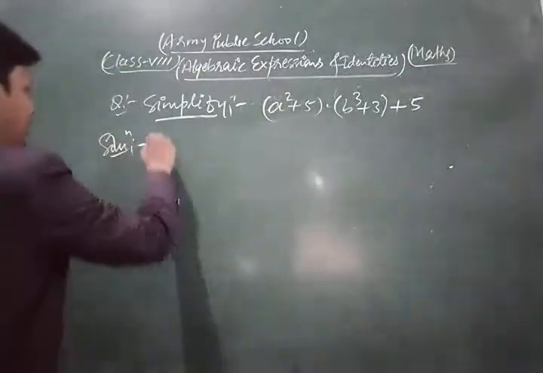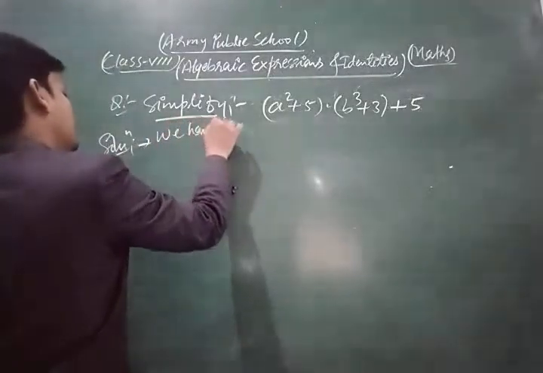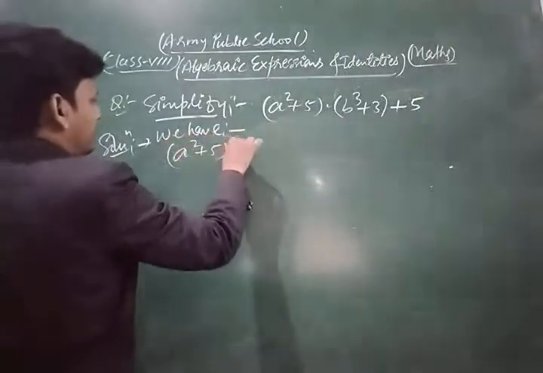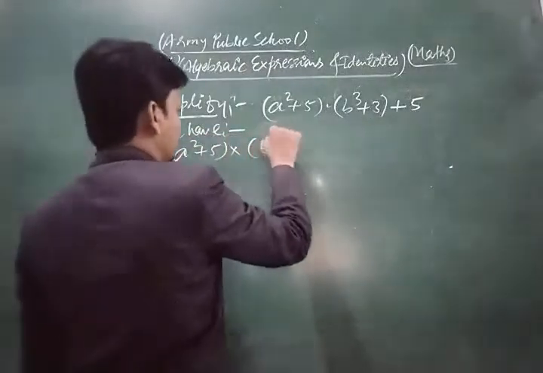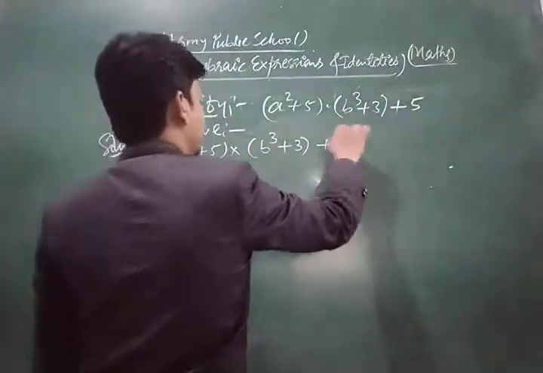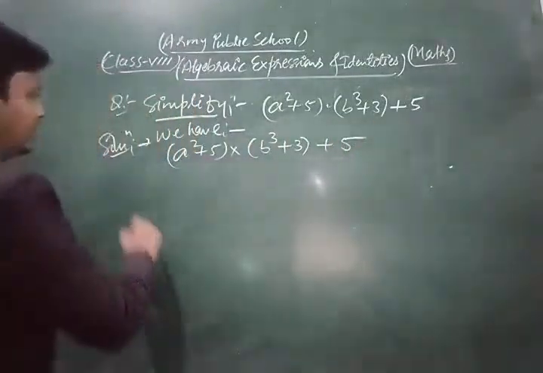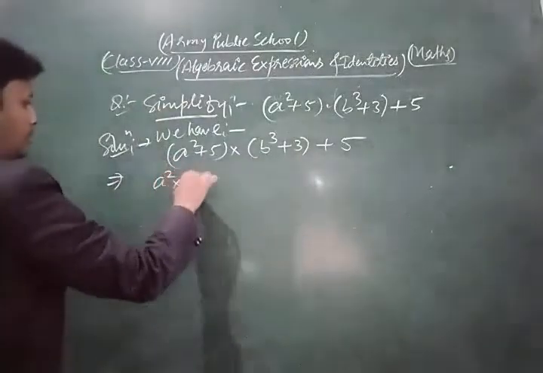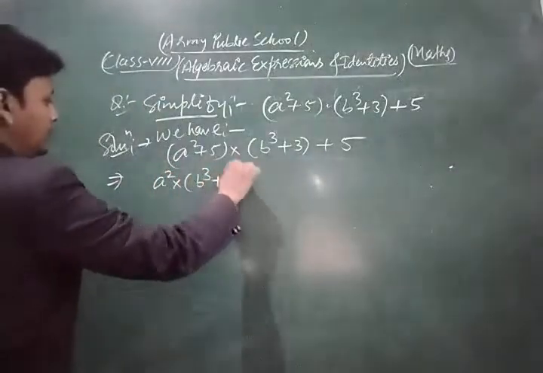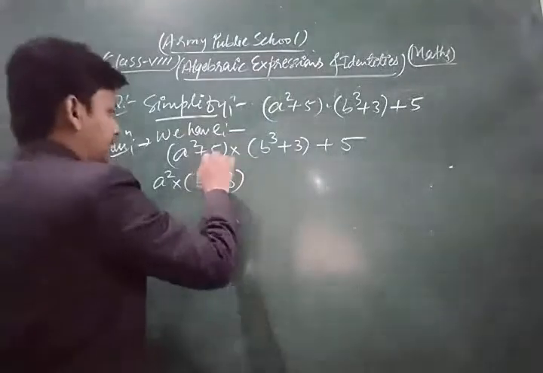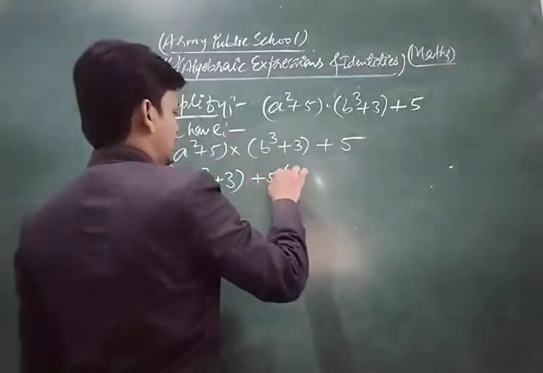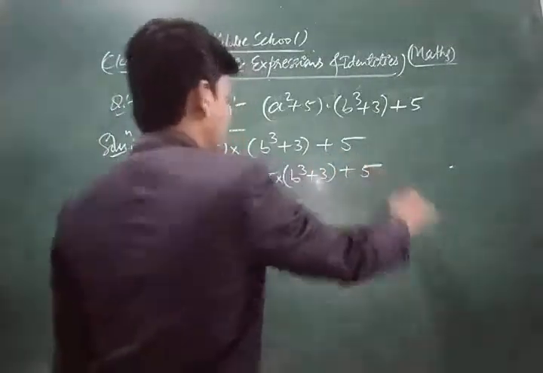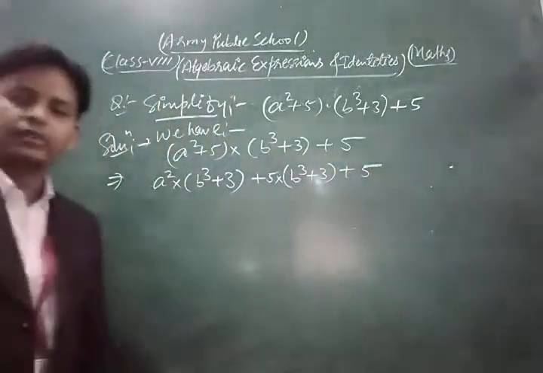So first of all we have a square plus 5 into b cube plus 3, plus 5. First of all we write it this way: a square into the whole, meaning a square into b cube plus 3, and plus 5 into b cube plus 3, and plus 5 as it is.